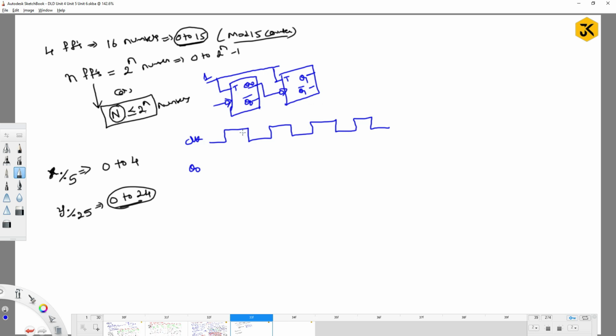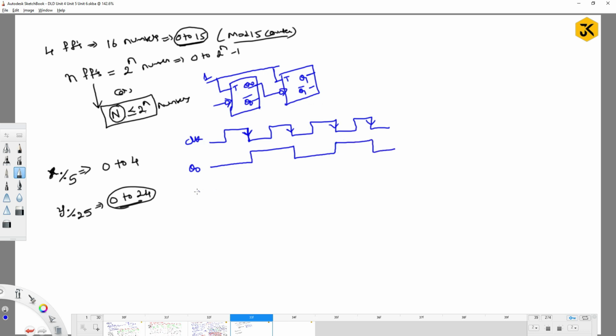Guys, so it is negative edge triggered. See, it's not about negative edge triggered. You can go for positive edge triggered also. It can be your wish. I am trying to take negative edge trigger here, right? So at this point of time only it is going to be activated. So it will be like this.